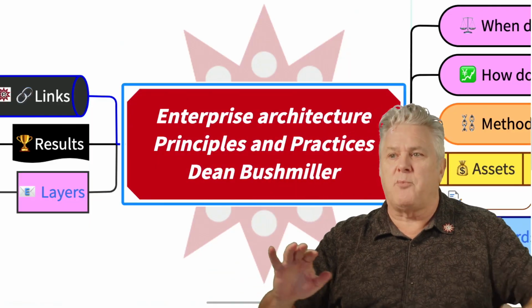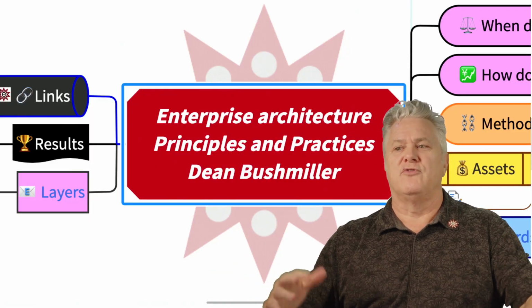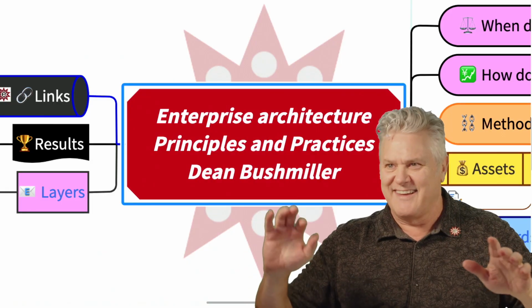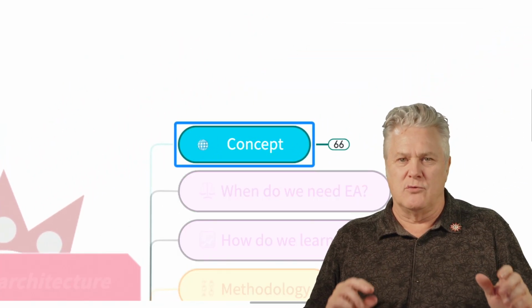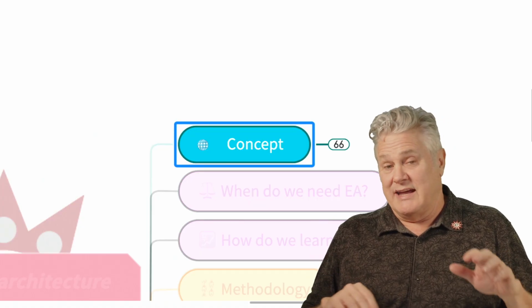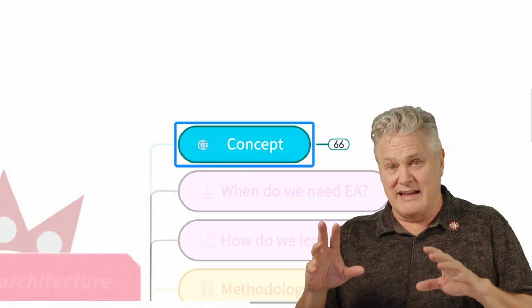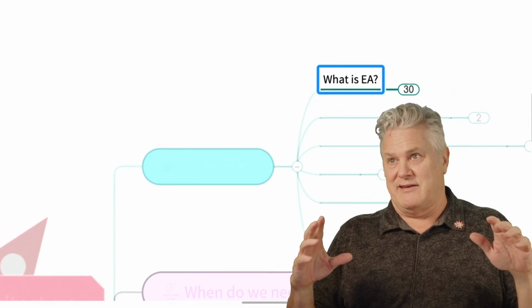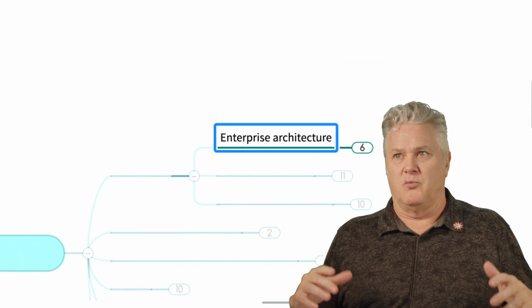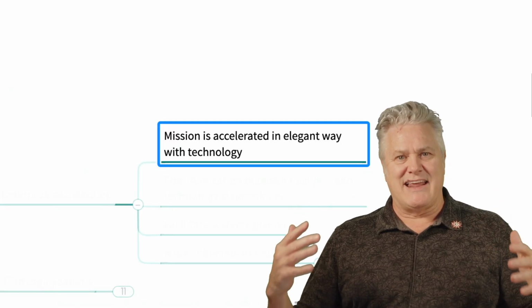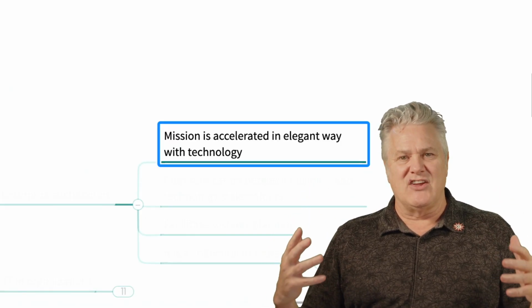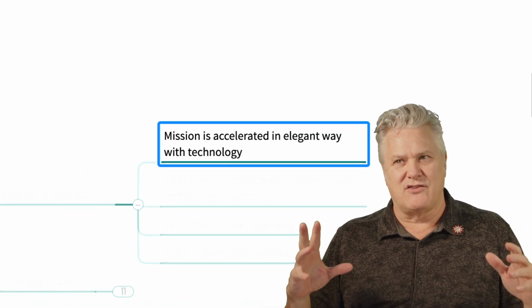Okay, so enterprise architecture principles and practices. Yeah, that's what we're talking about here. Now, the problem is that when we run into enterprise architecture, it is a person, it is a thing, and it's not really an architect. So what is it? Well, enterprise architecture is something that accelerates the mission in an elegant way with technology. That's its fundamental goal.